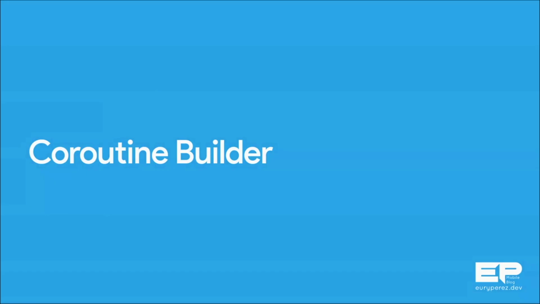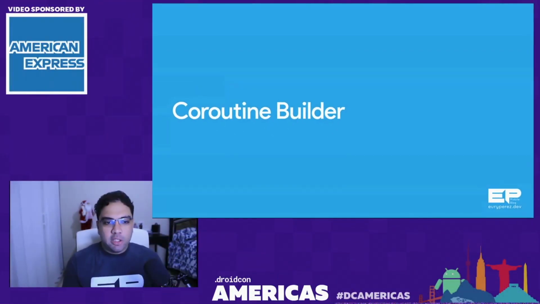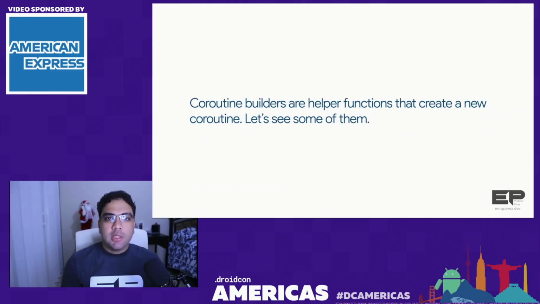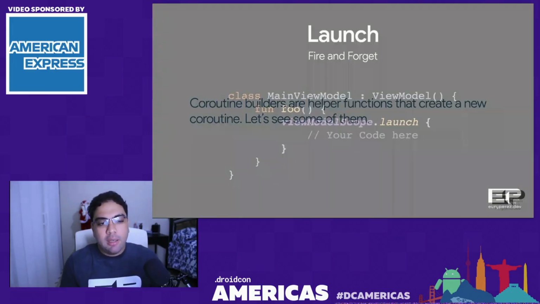So the next component is the coroutine builder. We know how to build or get a coroutine scope, right? So now let's see how we can create a coroutine under that scope. Coroutine builders are helper functions that create a new coroutine. We already saw some: runBlocking and launch. Let's see others, what the differences between them are, and which is best for every use case.